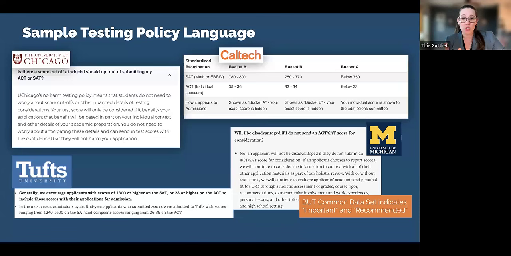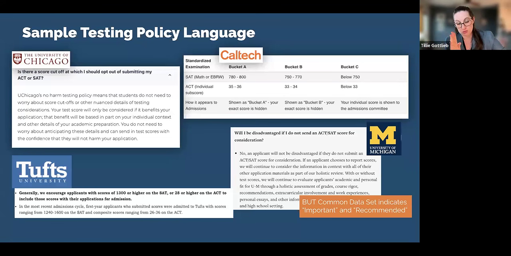Caltech has a different approach. When AOs are reading it, they don't even see what the score is, right? So we're kind of removing that judgment. You're just in bucket A, B, or C, depending on where you fall, right? Tufts, really clear cut about what to submit, right? If you have a 1300 or a 28, submit that, right? Boom. Clear as day.